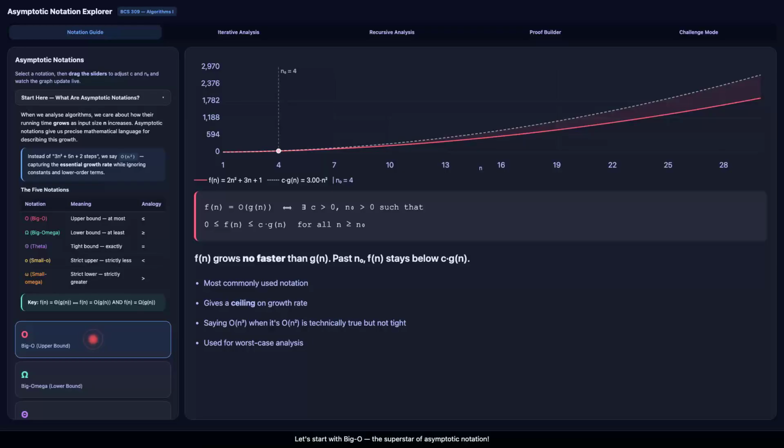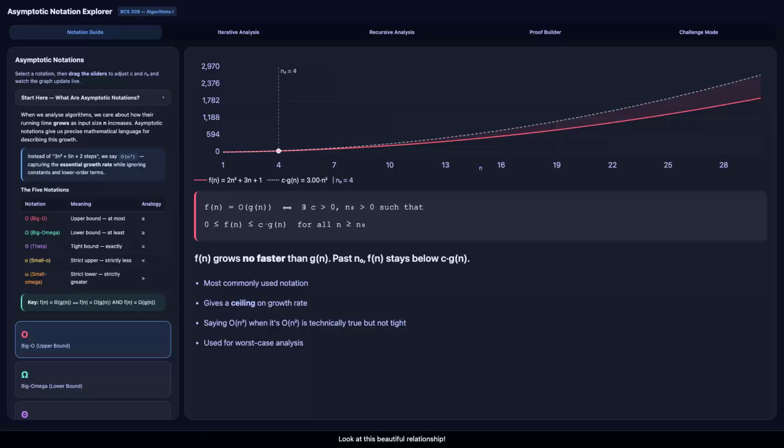Let's start with big O, the superstar of asymptotic notation. Big O gives us an upper bound. When we say f of n is O of g of n, we're making a promise. f will never grow faster than g, at least not once n gets large enough. Think of it as a speed limit for functions. You might drive slower sometimes, but you'll never exceed that ceiling. The formal definition involves constants c and n0, but the intuition is simple. f stays below some multiple of g eventually.